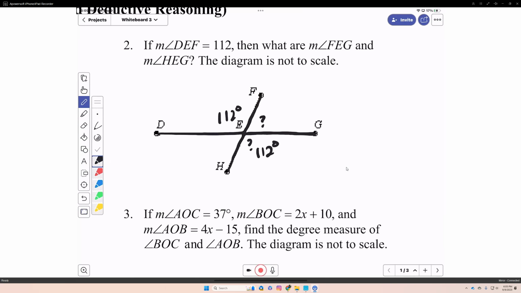Now we know that this angle, which is angle FEG, and angle HEG are supplementary. Do you remember that supplementary means that the two angles will have to have a sum of 180? So what you have to do is you have to get 180 minus 112. So we know that this angle will have to be 68, and we know that this angle, since it's a vertical angle, it's going to be 68.